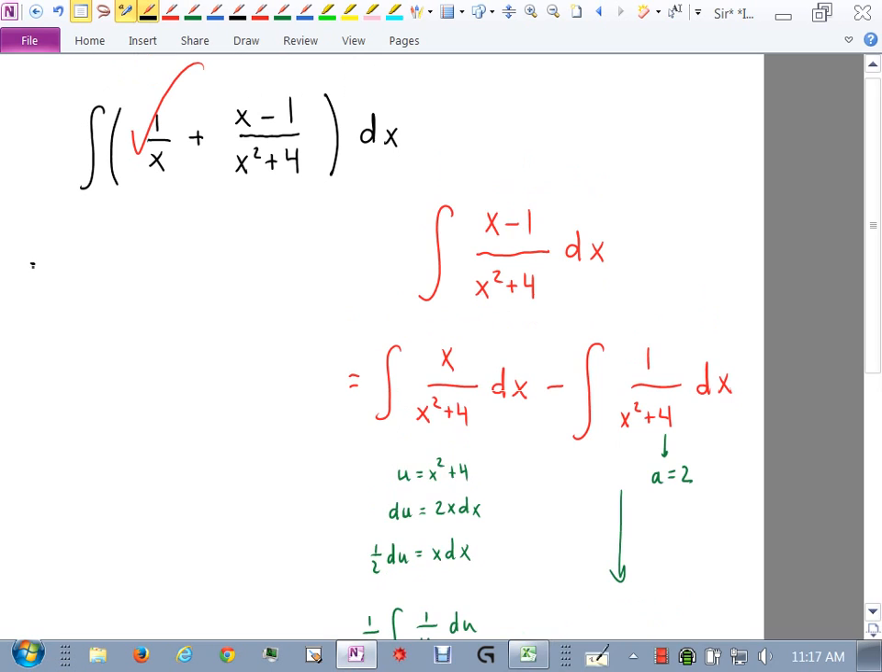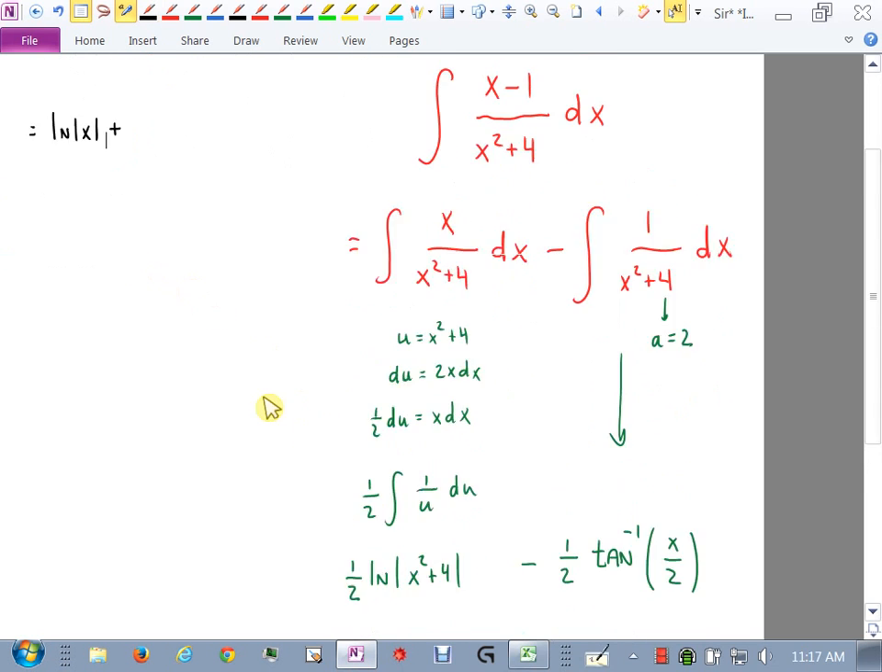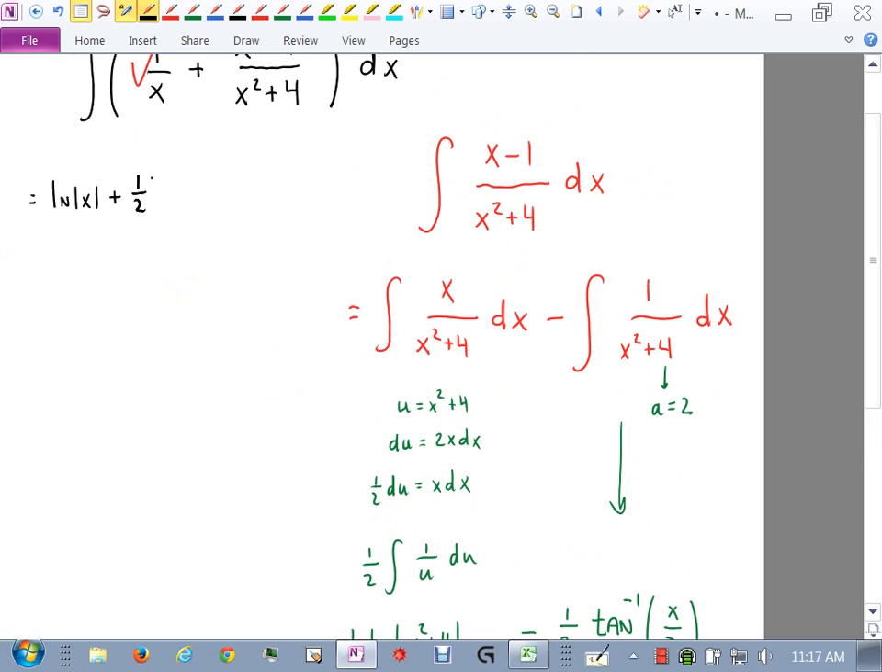So our answer is, remember the one we checked off here was what? Natural log of x, plus, now down here we had 1/2 natural log of x squared plus 4, and then we have minus 1/2 arctan of x over 2, plus c.